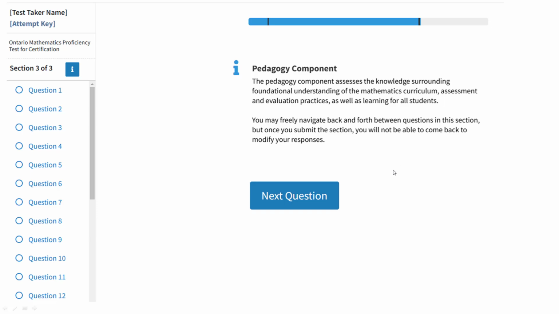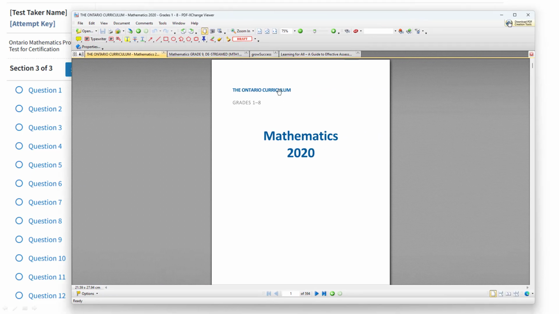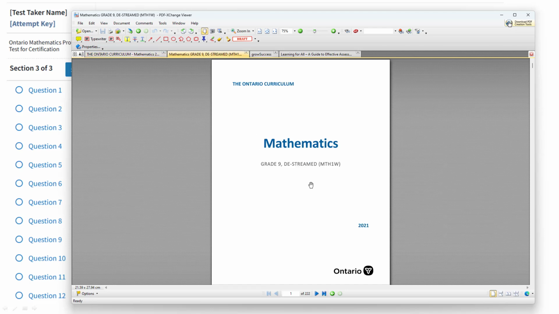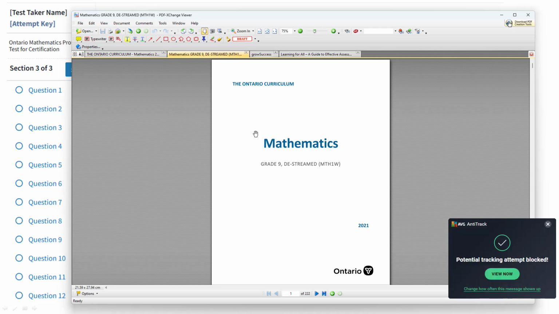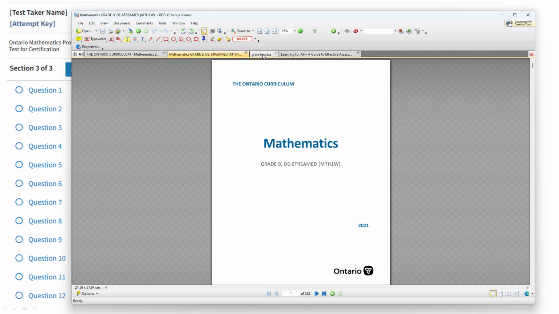This last part of the math proficiency test is the pedagogy part, and it focuses on these four documents. So this is the Mathematics 2020 grade 1 to 8 curriculum. This is the grade 9 one. The math questions were from, I think, the curriculum 3 to 9, but the 3, 4, 5, 6, 7, 8, of course, is in this document.